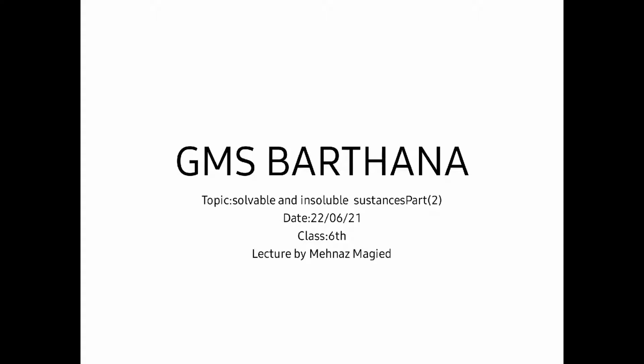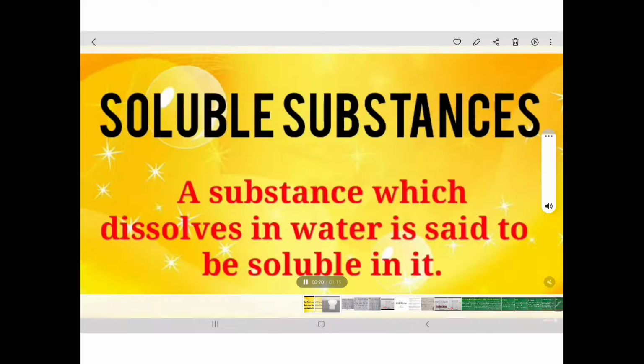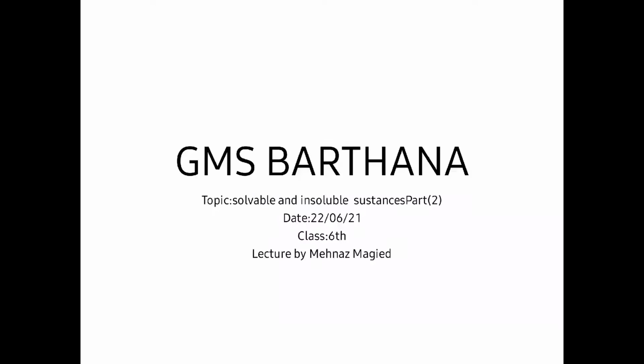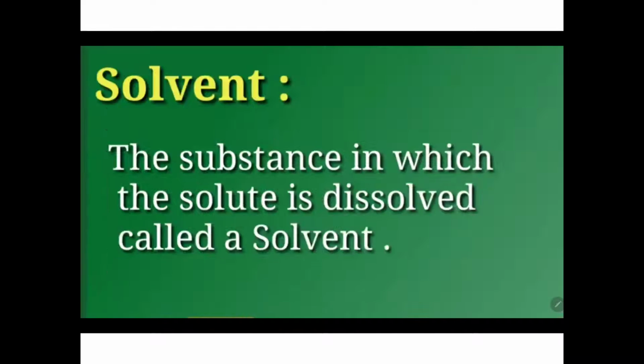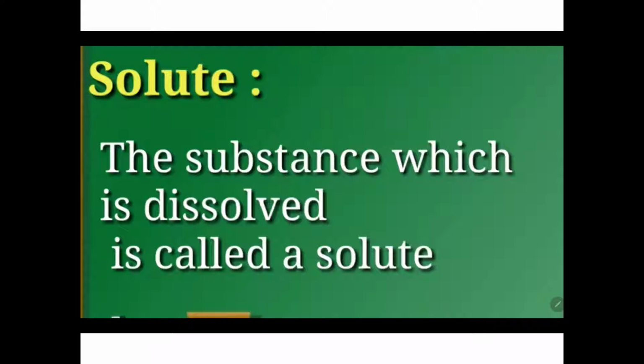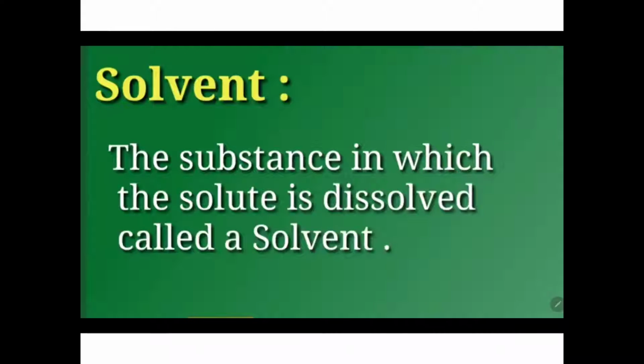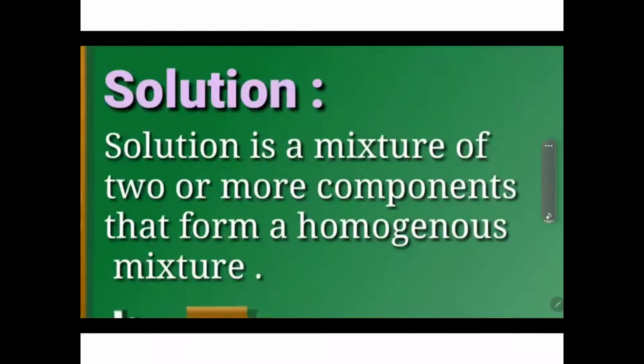Yesterday, we learned about what is solute. Let me once again show you what is solute. The substance which is dissolved is called solute. Solvent is the substance in which the solute is dissolved, and solution is a mixture of two or more components that form a homogeneous mixture.